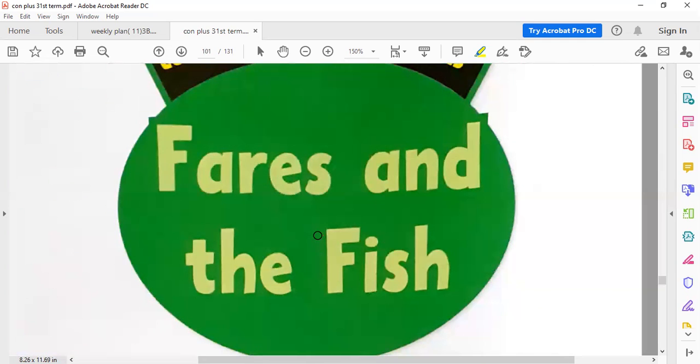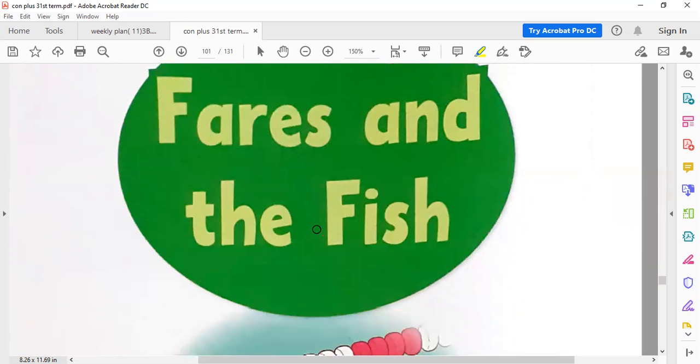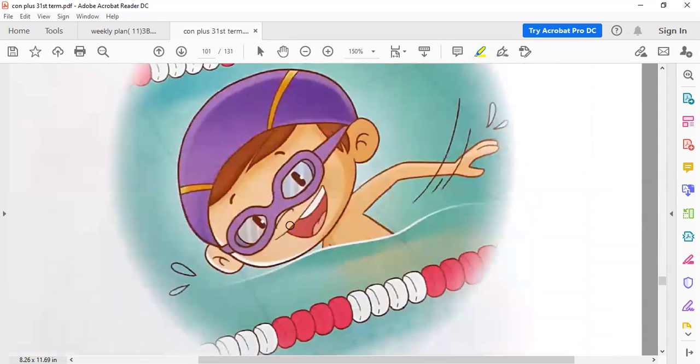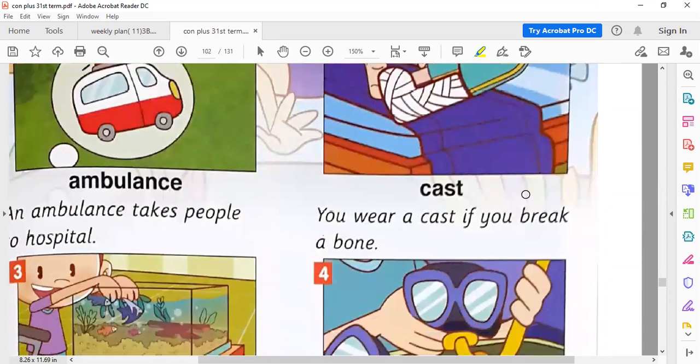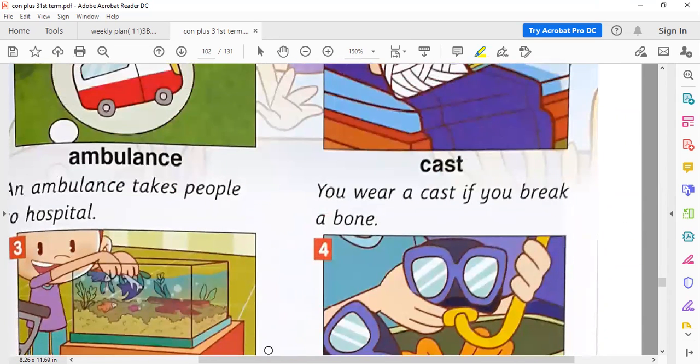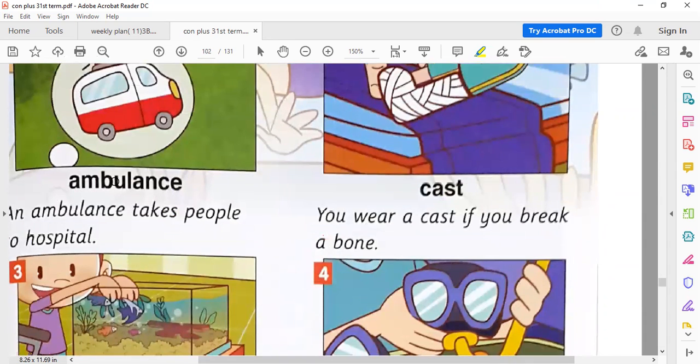93. Yes, 94 is the first page in the story. Okay, the name of the story is Faris and the Fish. This is Faris. What is the name of the story? Faris and the fish. Now we are going to read some words that we will meet in the story. Number 1, repeat after me. Ambulance.